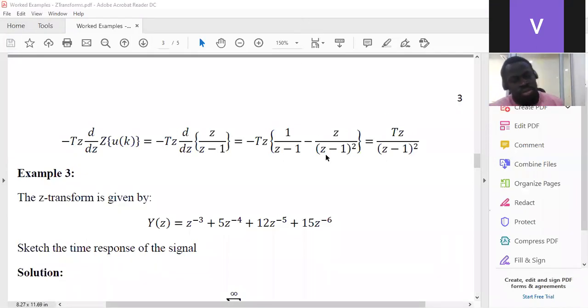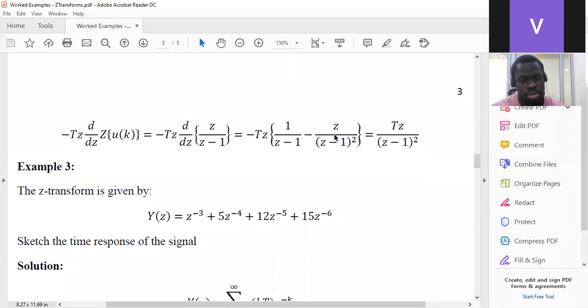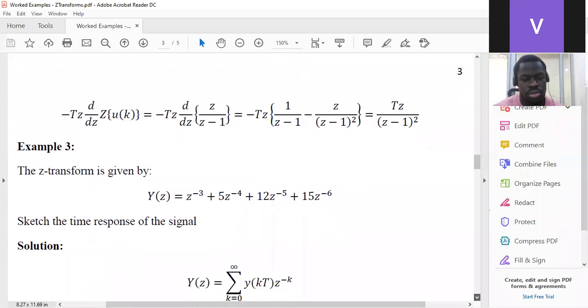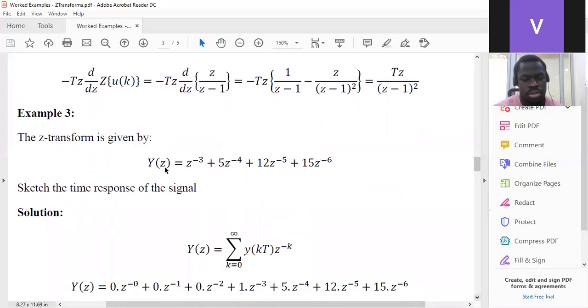So we have been able to get that the Z transform of a unit ramp is given by this. If you check the lecture notes, I actually wrote this down. This is the solution for that. Everybody should get prepared to be able to prove this. If there are any questions for example 2, let me know. I'm going to example 3. Example 3 says that the Z transform is given by this.